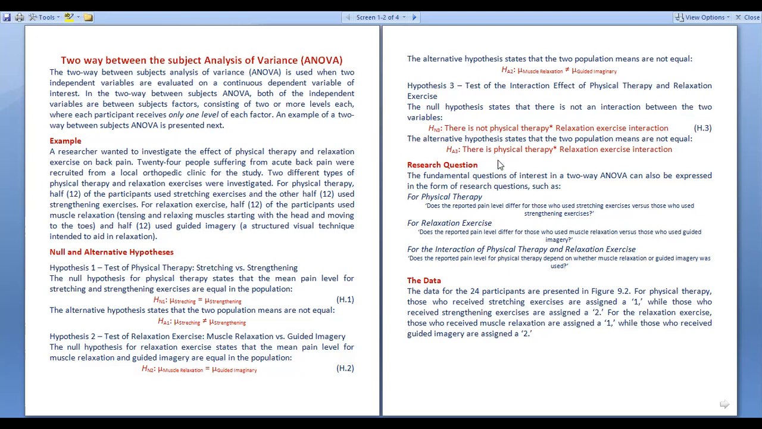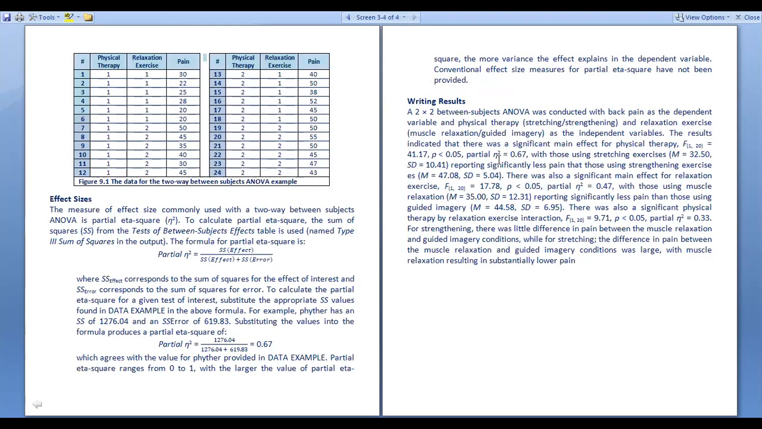The data is given to us, and I'm moving you to the next slide, next page. So this is what the data is. We'll be working on the data, so you just wait for a while while I take you to the SPSS file for that.